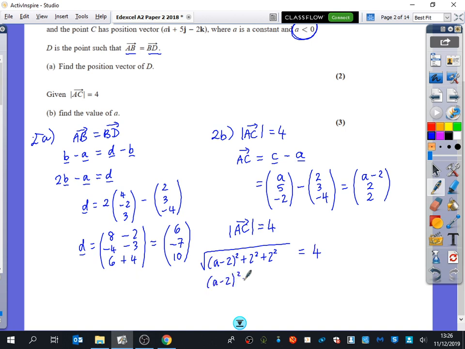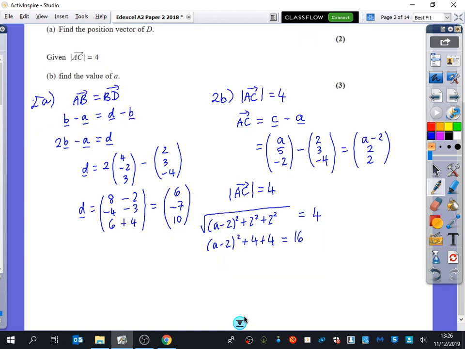So I've got a minus 2 squared plus 4 is equal to this part squared, which is 16. Quickest way of solving this doesn't even require this to be expanded. So I get a minus 2 squared is equal to 16, take away 4, which is 8. I'm then going to square root both sides. When you take the square root of 8, you get plus or minus 2 root 2. Add the 2 to the other side, and you get a is equal to 2 plus or minus 2 root 2.